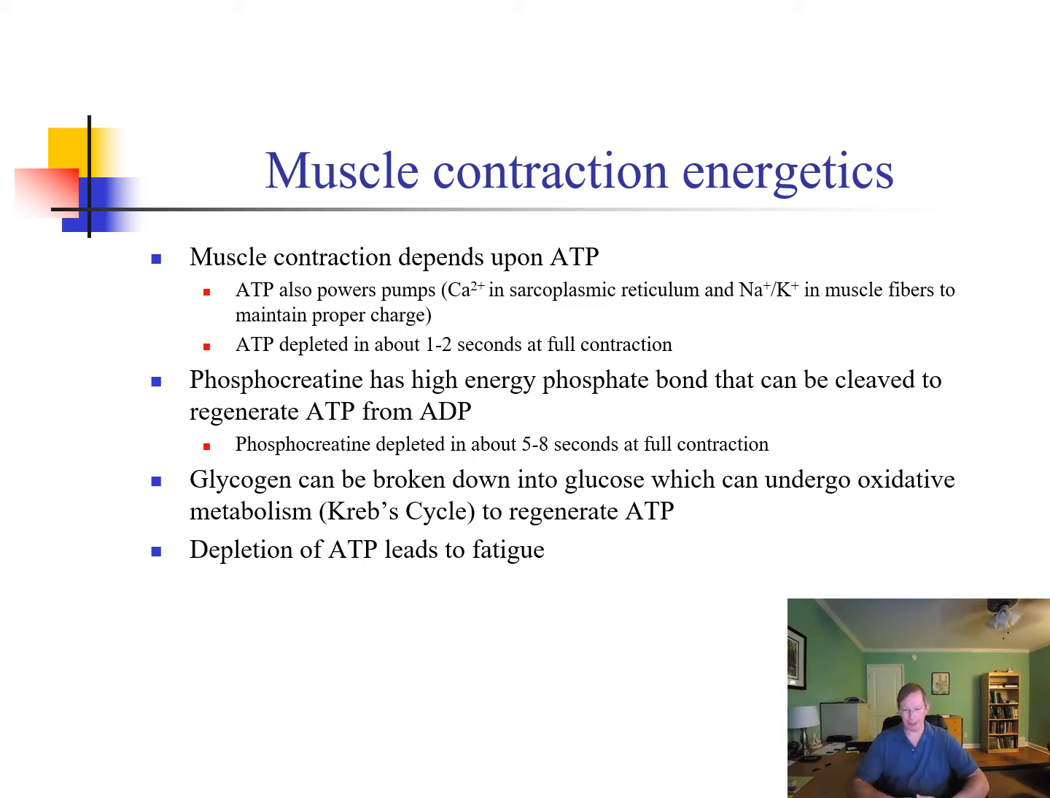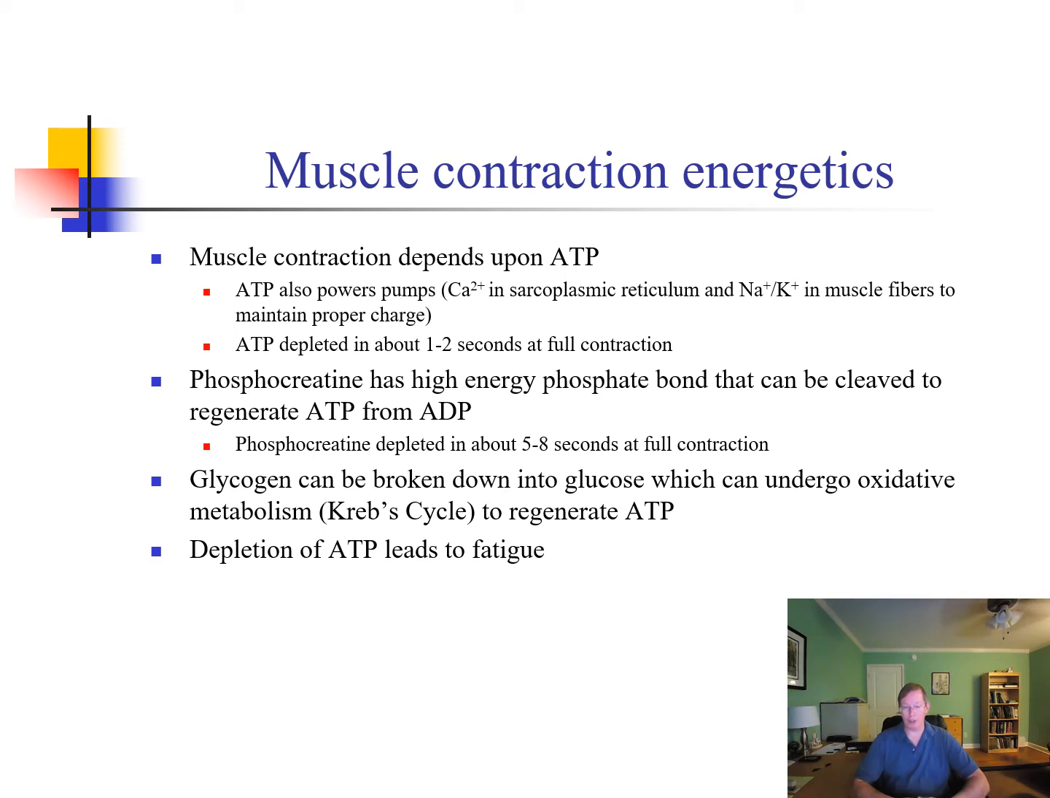There is another molecule, phosphocreatine, that is a shuttle, if you will, an extra energy source that will regenerate ATP from ADP. It also has a high energy phosphate bond that can do that regeneration, and you've got about an 8-second supply of that in many of your skeletal muscles. Now, of course, ultimately, I'm going to have to break down glycogen, which is the polymer of glucose, so that it can undergo the Krebs cycle and generate ATP.